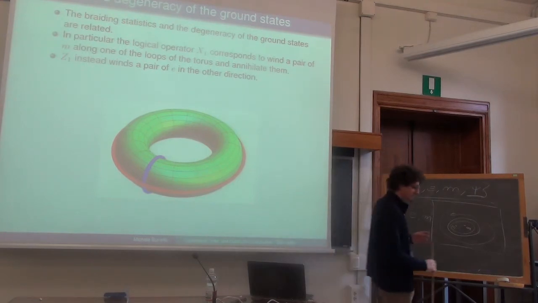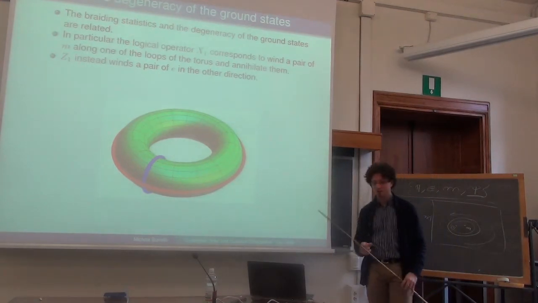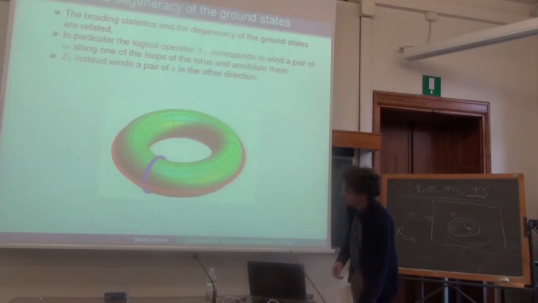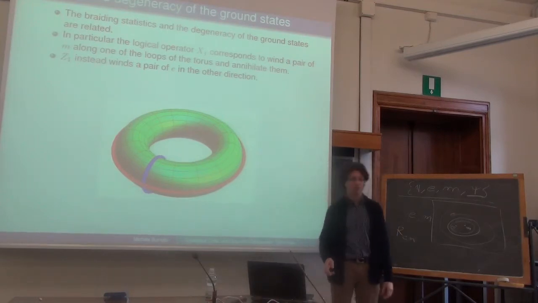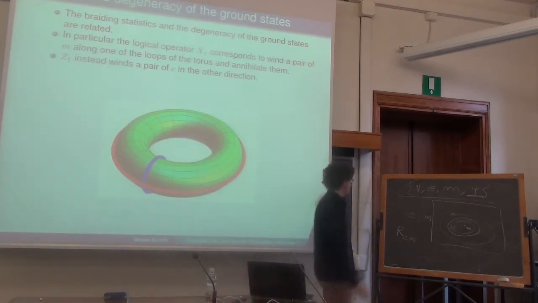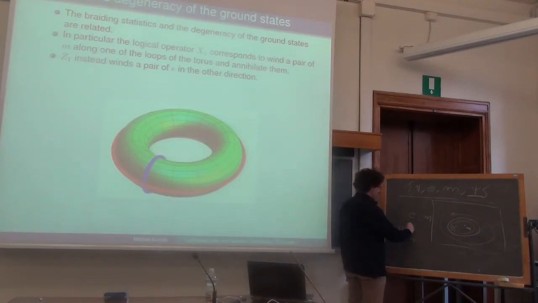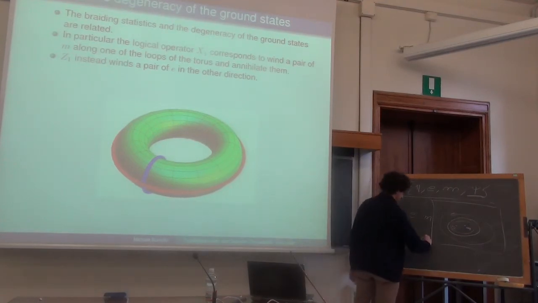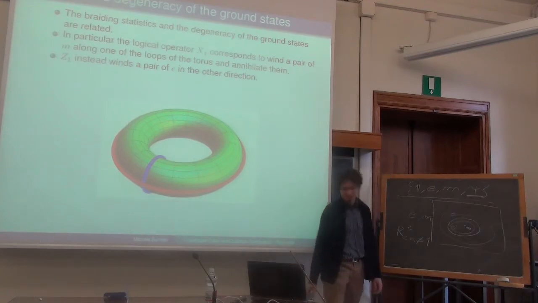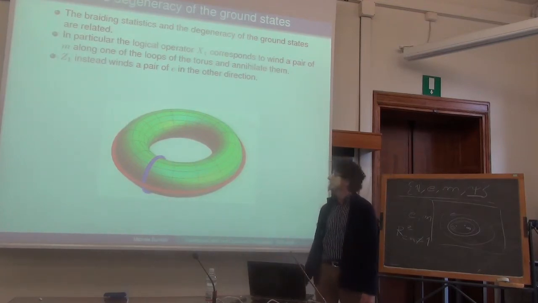The important thing is the existence of these non-trivial phases that are different from plus or minus 1. The existence of an exchange operator such that R squared is different from the identity is strictly related to the ground state degeneracy.